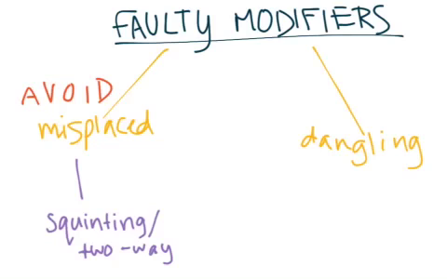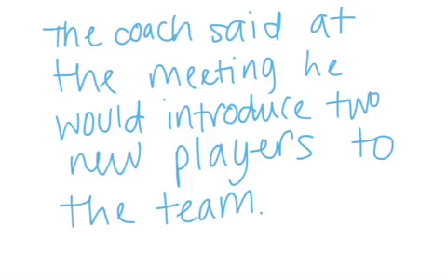For example, the coach said at the meeting he would introduce 2 new players to the team. Would the coach introduce the 2 new players at the meeting? Or did the coach say at the meeting that he would introduce 2 new players to the team, but the actual introduction would occur at a later time? We have no way of knowing. The sentence is ambiguous and unclear. At the meeting is a squinting modifier.